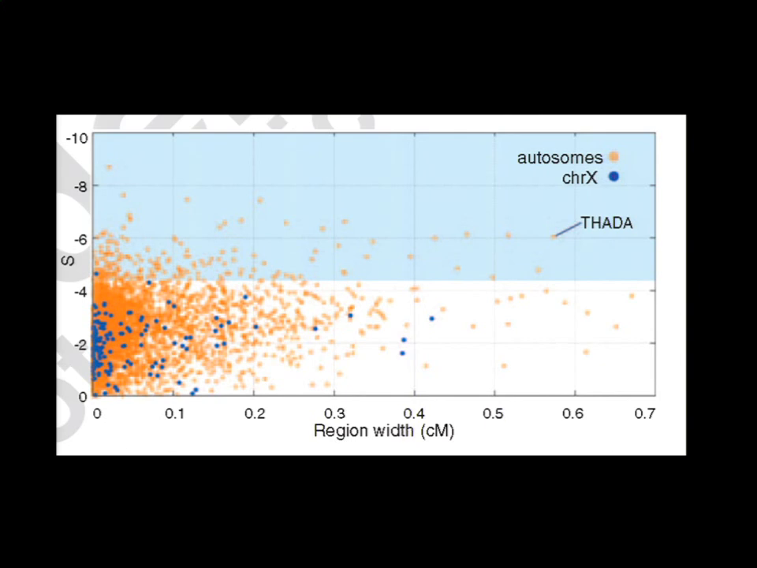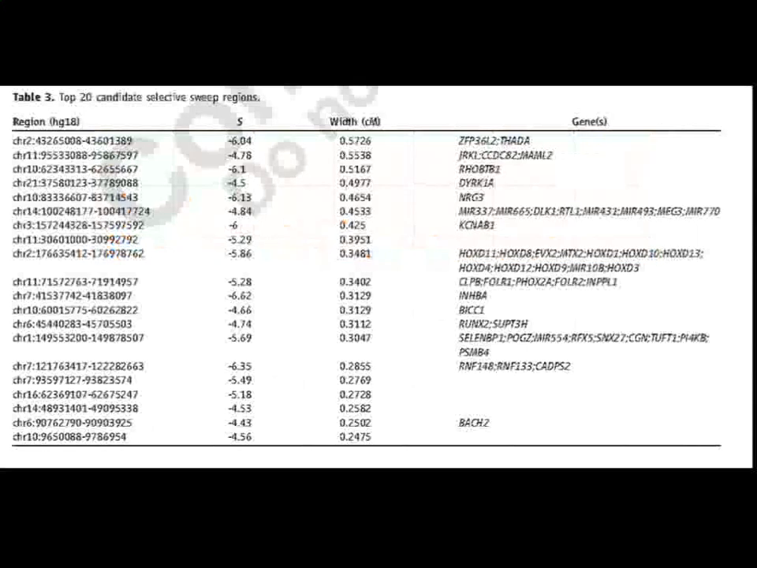So the most extreme case in this first version of the screen is a gene called FADA. And this is a list of the top 20 candidates there. Some of these regions then have no genes in them, suggesting that it might be something regulatory or so that has changed there. We can get some idea about what genes this may be involved in by looking at disease mutations that are known for them.